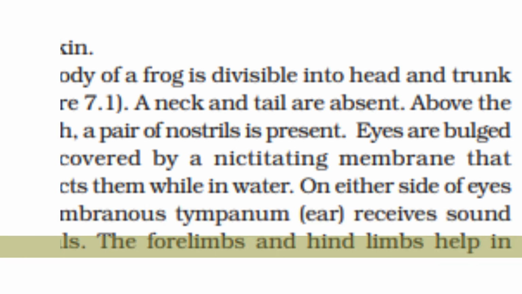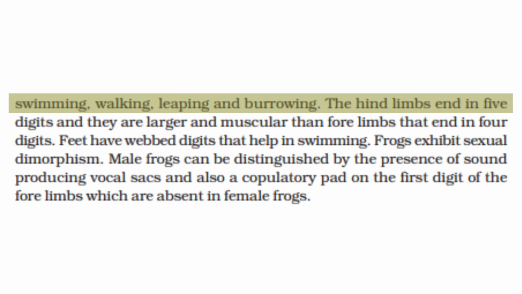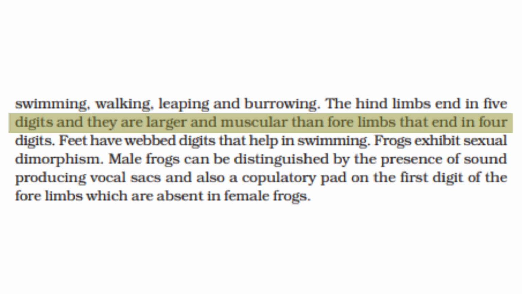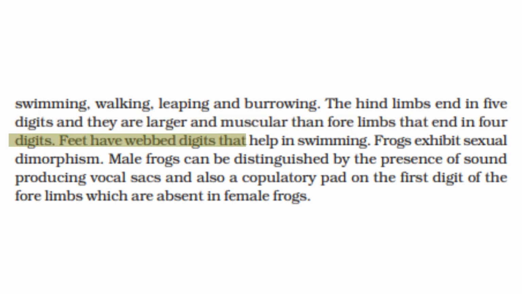The forelimbs and hind limbs help in swimming, walking, leaping, and burrowing. The hind limbs end in 5 digits, and they are larger and more muscular than the forelimbs, which end in 4 digits. Feet have webbed digits that help in swimming.